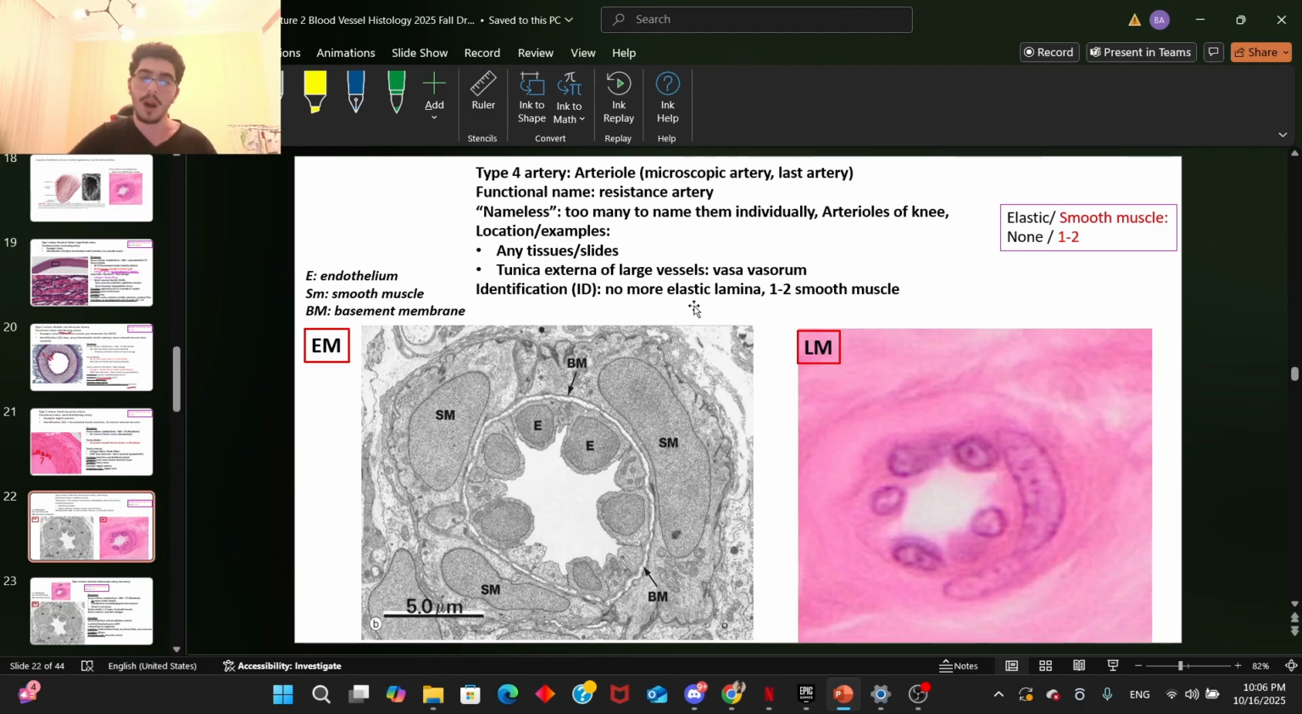Now, the last artery. After this, we're basically kind of done. The last artery is the arteriole. Okay. So the arteriole, there are some things that are very important about it. It is the smallest one. Obviously, the smallest one.